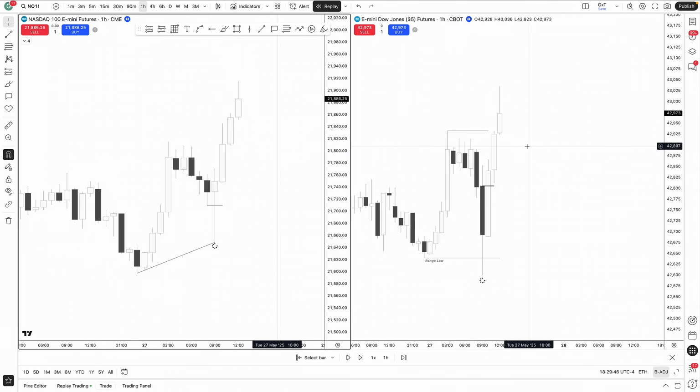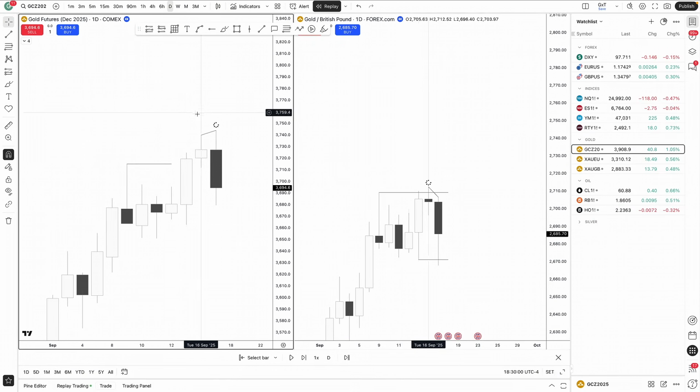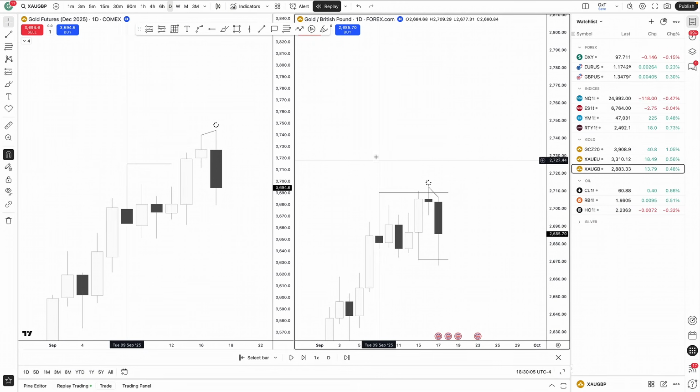Here we have an order pairing ranges model between the gold triad. Here we have GC on the left, gold pound on the right.